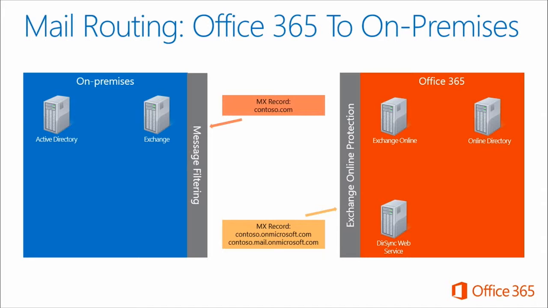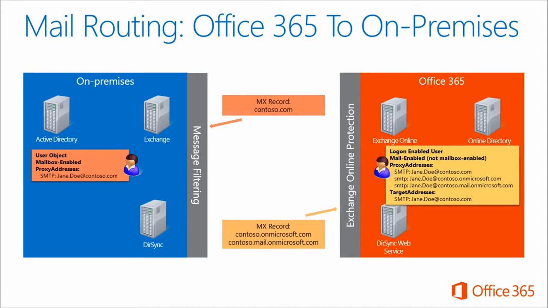So from Office 365 to on-premises, you have the same type of workflow, except instead of sending it down that target address to the long domain name that's underlying, it actually sends it out the other way through the MX record. So I am Jane Doe.